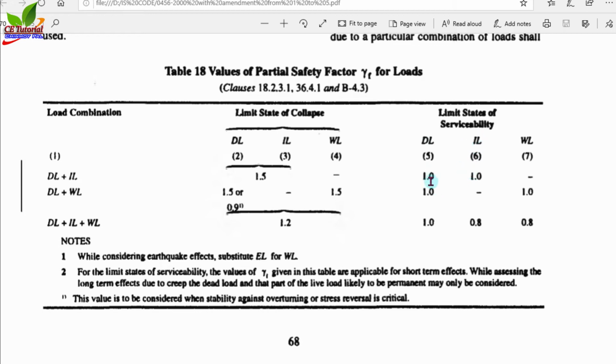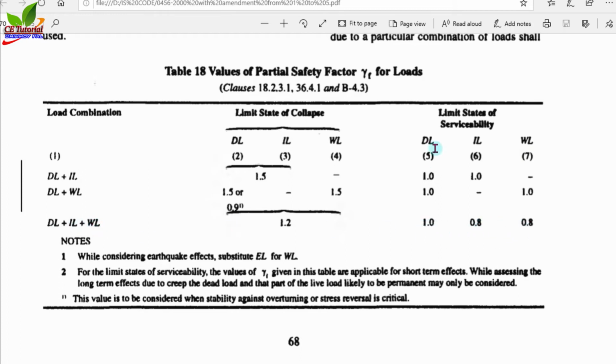1 for dead load and 1 for imposed load. That means 1 multiplied with dead load plus 1 multiplied with live load. That means we are considering the dead load and live load as it is coming on the structure. You got my point? Now dead load plus wind load, again we are considering 1 multiplied by dead load plus 1 multiplied by wind load. So we are considering dead load and imposed load in one combination, dead load plus wind load in another combination, and there is another combination, dead load plus imposed load plus wind load.